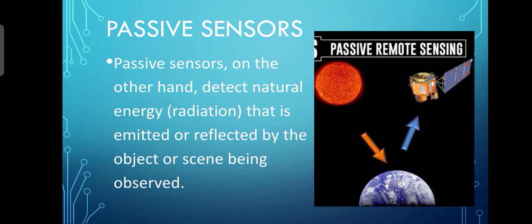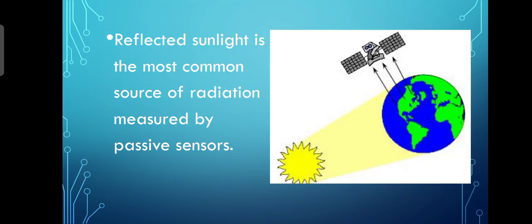Passive sensors. Passive sensors, on the other hand, detect natural energy radiation that is emitted or reflected by the object or scene being observed. Reflected sunlight is the most common source of radiation measured by passive sensors.